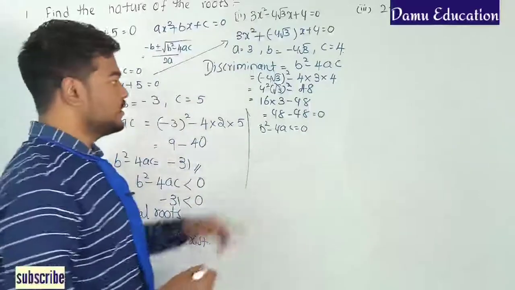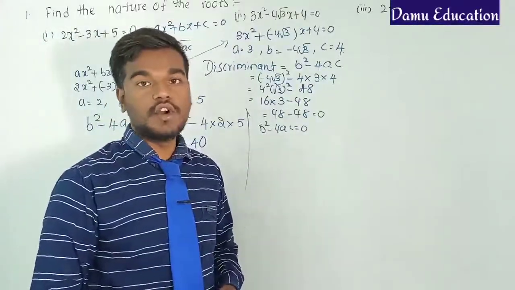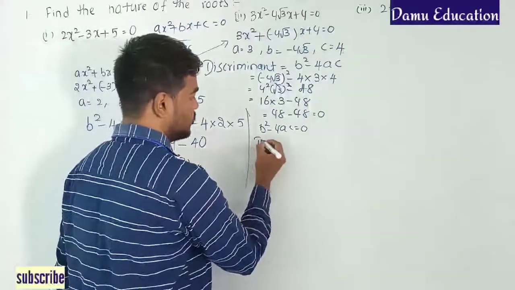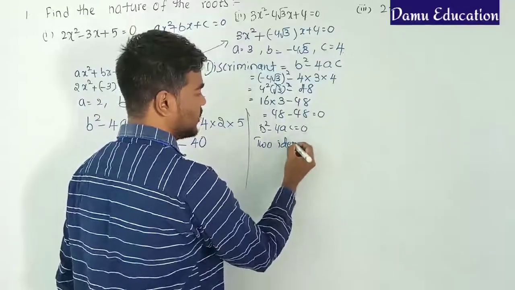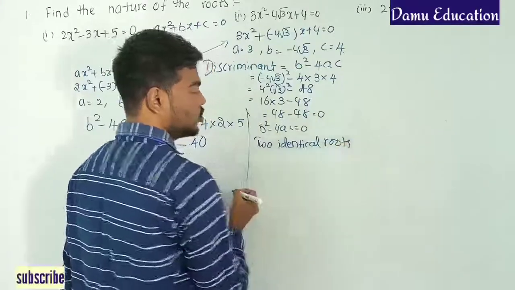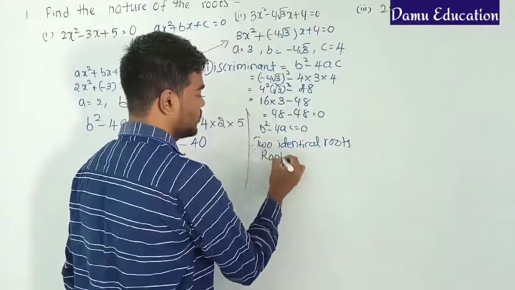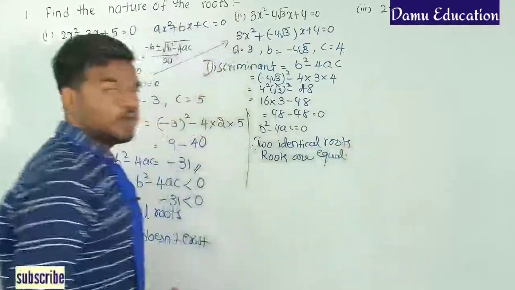Then if the discriminant b square minus 4ac is equal to 0, what is that? Two identical roots. The roots are equal. So this is equal to 0: two identical roots, and the roots are equal. Then what are the roots?